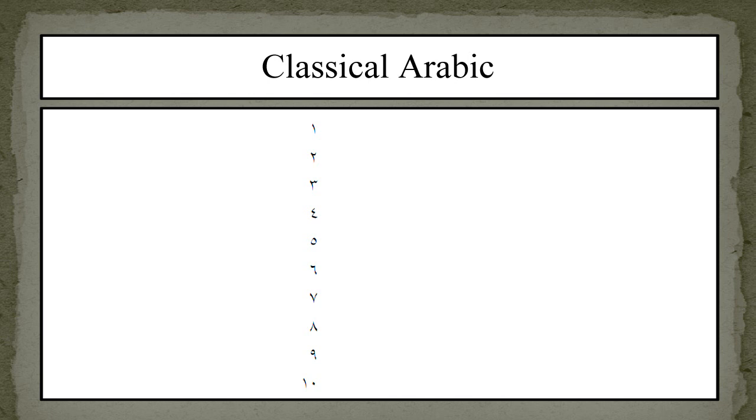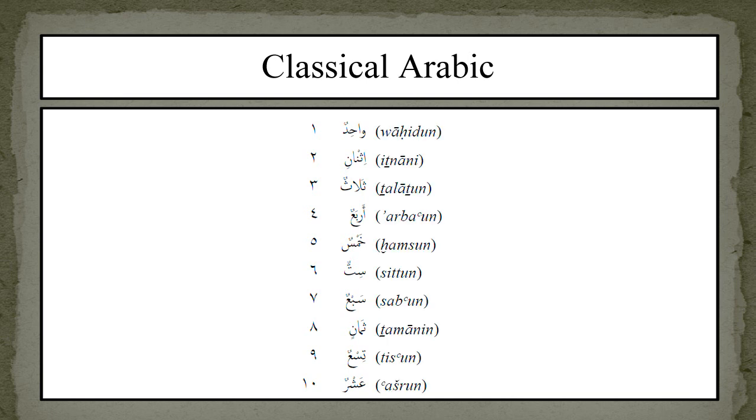Now from Northwest Semitic to Central Semitic. And I'll start with probably the most famous Semitic language, Arabic. More precisely Classical Arabic. These are the numerals. This is how they are written out. And here's the transcription.